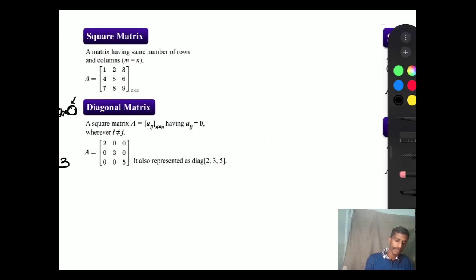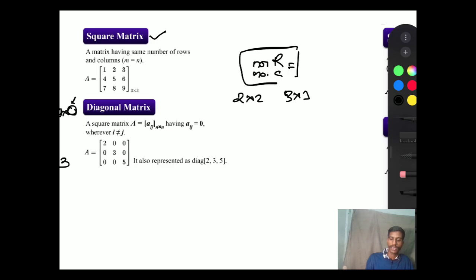Now we'll move to another matrix, that is the square matrix. Any matrix where the number of rows and the number of columns are equal is a square matrix. It can be a 2 cross 2 matrix, 3 cross 3 matrix, or 4 cross 4 matrix. Whenever the number of rows is equal to the number of columns, we can say that it is a square matrix.